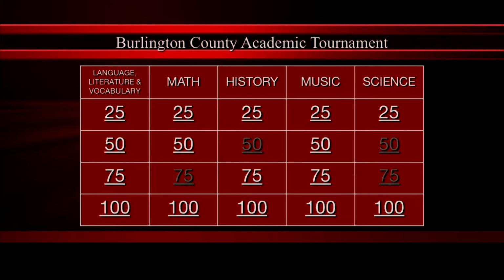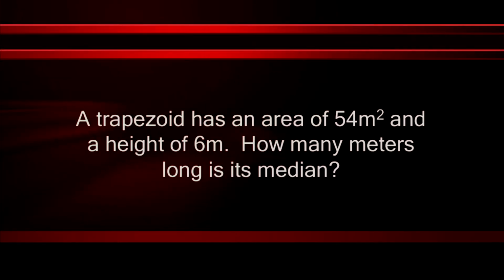Okay, Lenape. Math for 50. A trapezoid has an area of 54 meters squared and a height of 6 meters. How many meters long is its median? 9. That is correct. Okay, Cherokee, your choice.